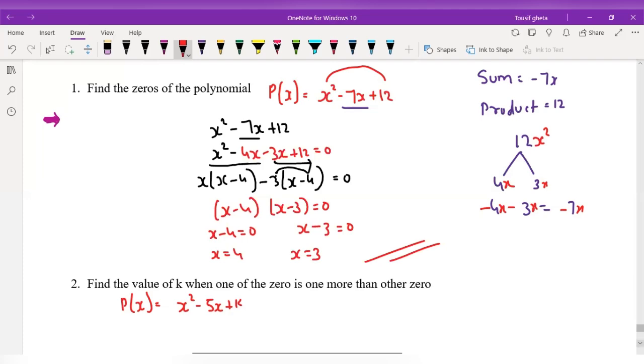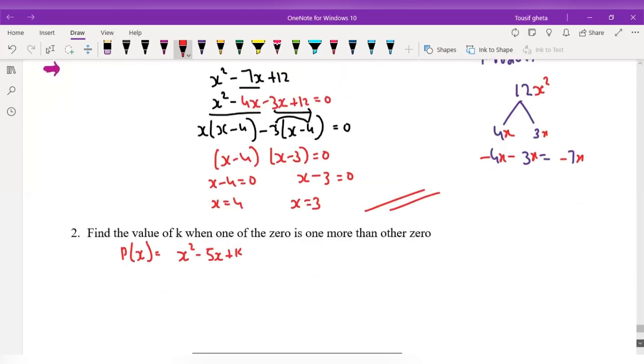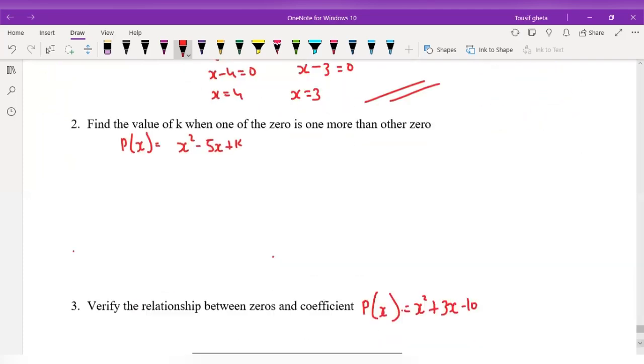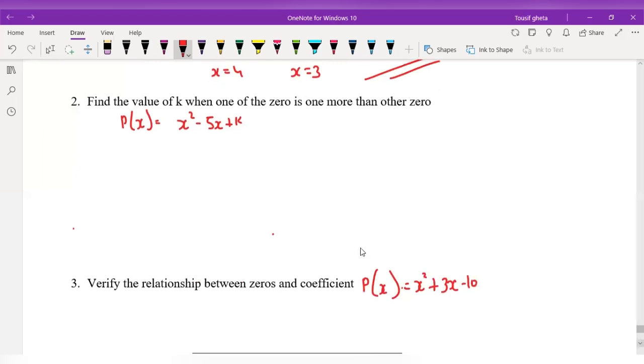It is of the same kind, a little bit different. In this one they're asking to find the k value. They give some condition: one of the zeros is one more than the other zero. So how are we going to find it? Okay, you know it very well.